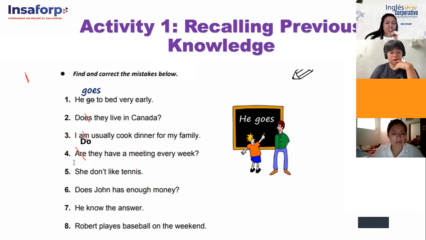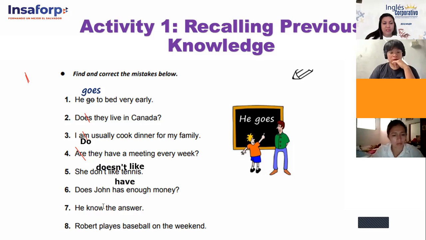Okay, number five. She don't like tennis. The correct form is doesn't. She doesn't like tennis. Okay, number six. Does John has enough money? The verb has. Exactly, because as we learned yesterday, when we have the auxiliary, the verb doesn't change. The verb is in the base form, have.